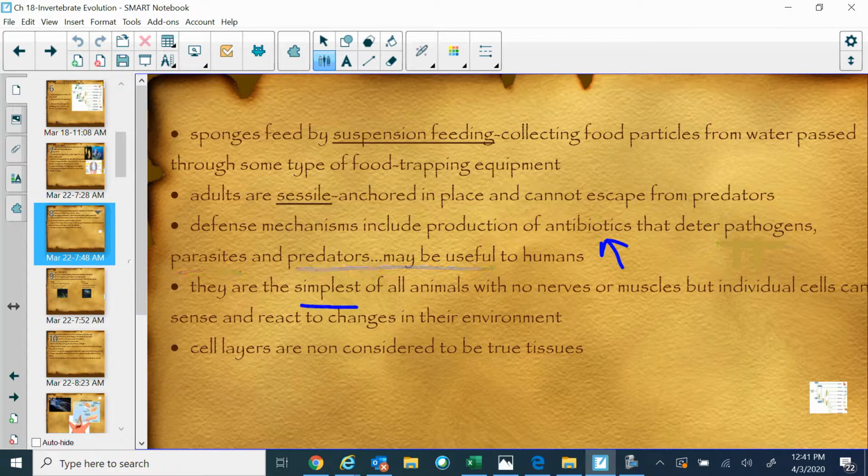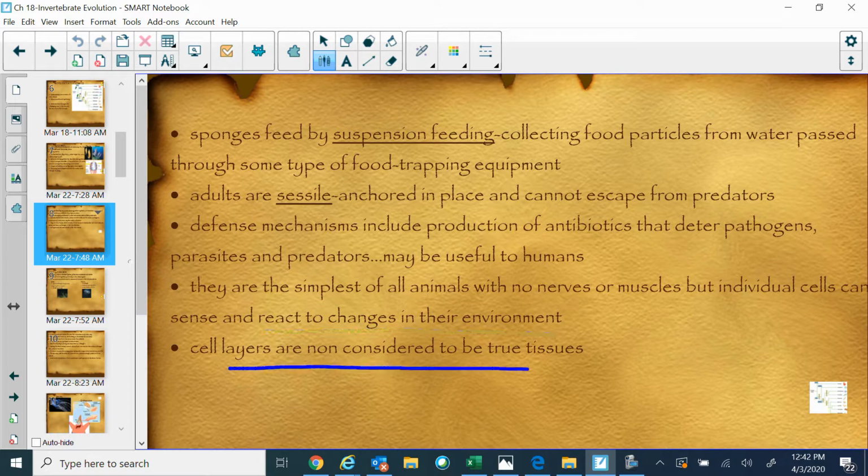They are the simplest of all the animals based upon our description. There are no nerves or muscles, but they can react to changes in their environment. Their bodies do have reactionary cells, like saying that worms can't see light, but they have light sensing cells on their bodies that tell them which way is out of the soil.